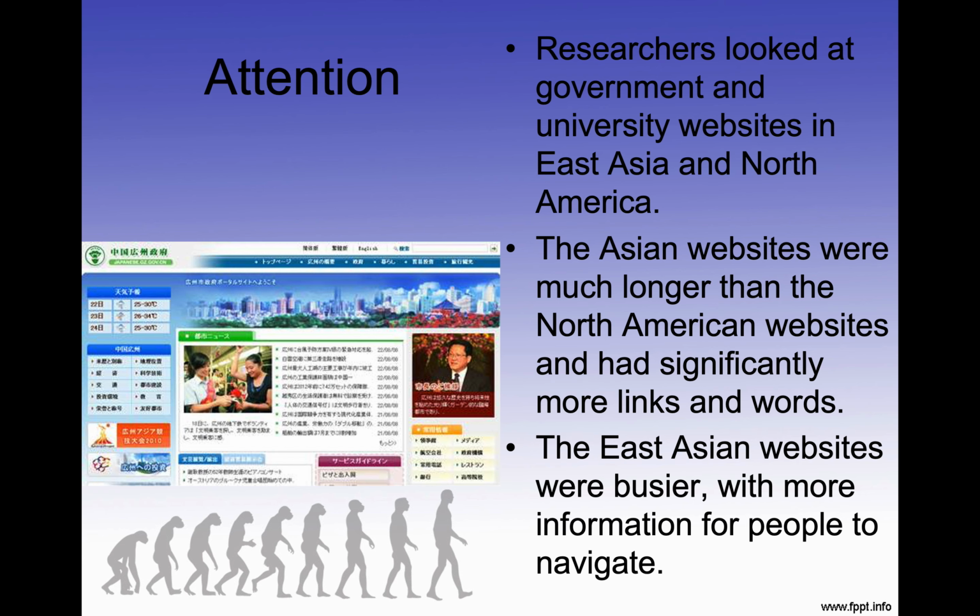Researchers looked at government and university websites in East Asia and North America. The Asian websites were much longer than the North American websites and had significantly more links and words. The East Asian websites were busier with more information for people to navigate.